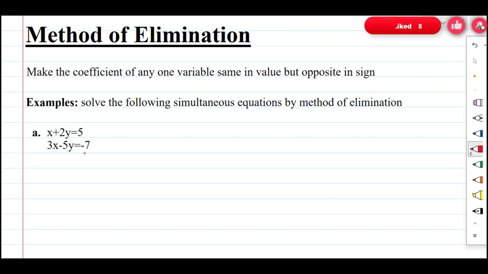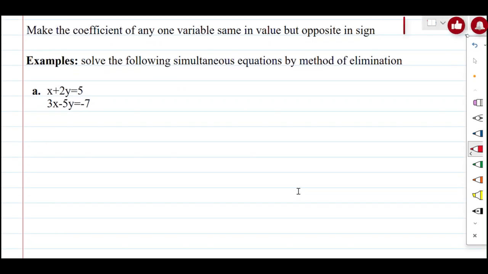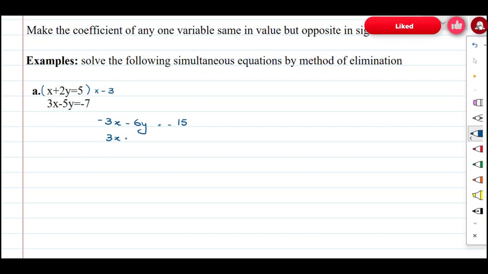Okay, so I'm going to take x. I want to make the x same, right? The x coefficient in the second equation is 3, so I have to make the x coefficient in the first equation 3 but opposite in sign, so it's negative 3. So the first equation is going to be multiplied by negative 3. Now we have negative 3x, negative 2 times 3 is negative 6y, and negative 3 times 5 is negative 15. The second equation stays the same, 3x minus 5y equals minus 7.